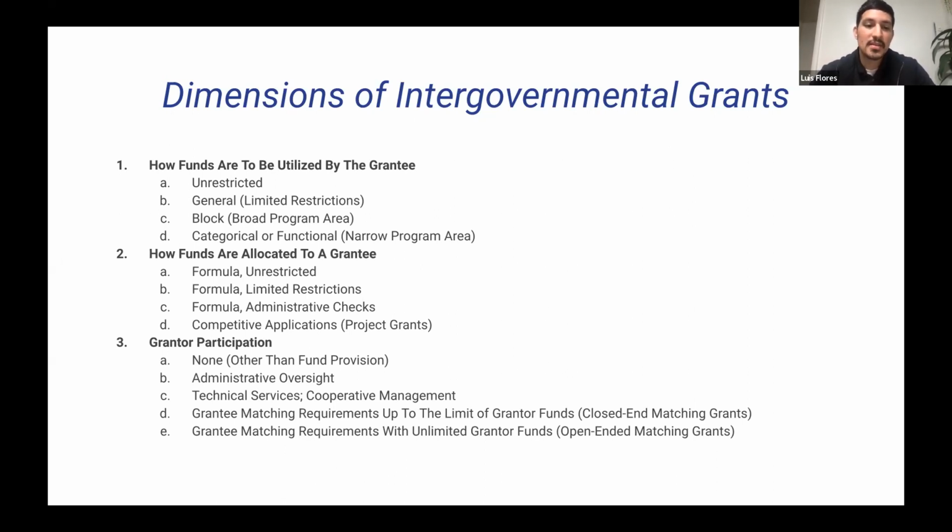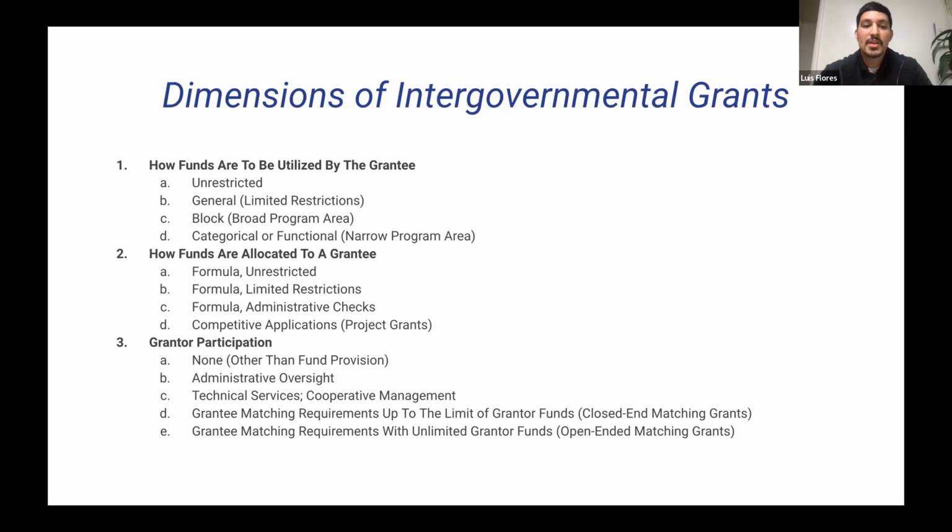And so, of course, some of these funds are unrestricted, but they also apply to statistical criteria or a formula that are set by the federal government. So these are the different types of funds, the different ways that funds are allocated to a grantee. And these are intersectional with the first category outlined, which means how are they going to be utilized? If it's unrestricted and pretty broad and loose, they're going to be allocated in a very limited manner, still applying to a formula, but a little bit more loose compared to something more administrative.